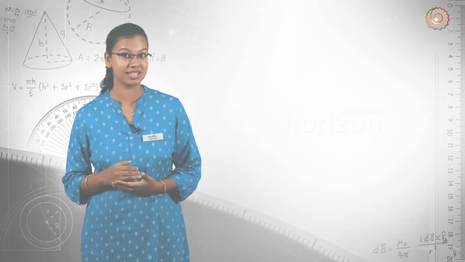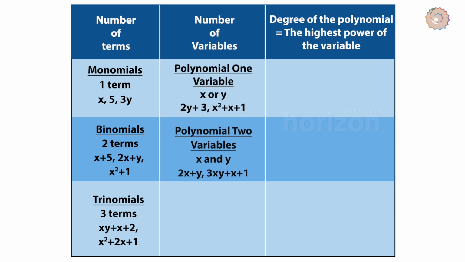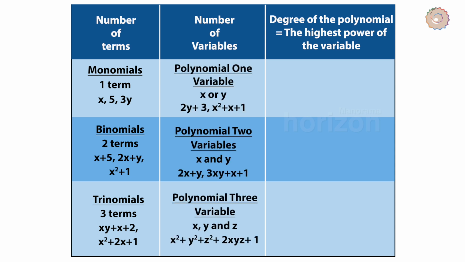Under the number of terms, they can be monomial, binomial, trinomial and so on, where monomial means a single term, binomial means two terms and trinomial means three terms. Based on the number of variables, they can be polynomials in one variable, two variables, three variables and so on, where one variable means a single variable like x or y. Two variables means x and y together and three variables can be x, y and z.